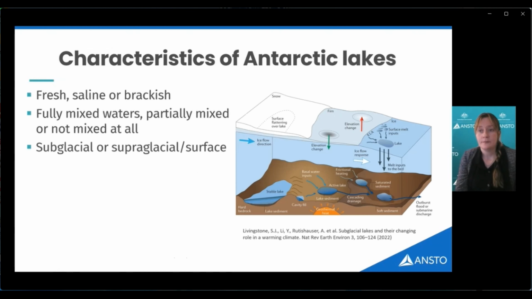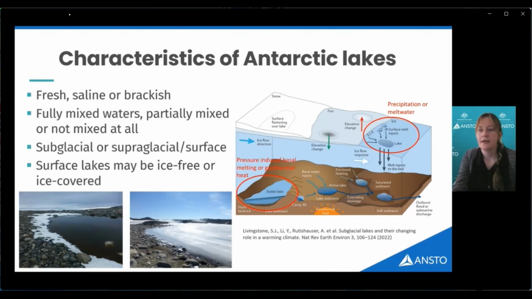Lakes can be supraglacial or subglacial. Subglacial lakes are formed by pressure-induced basal melting or geothermal heat in Antarctica. And surface lakes are formed by precipitation or meltwater inputs. And these surface lakes can be ice-free or they may be ice-covered.